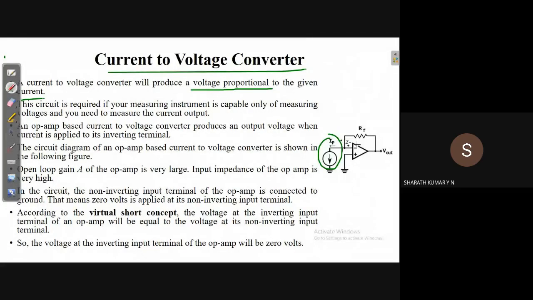It is basically an inverting amplifier. The input current source is applied to the inverting input terminal. The non-inverting input terminal is grounded, so this junction acts as a virtual ground.